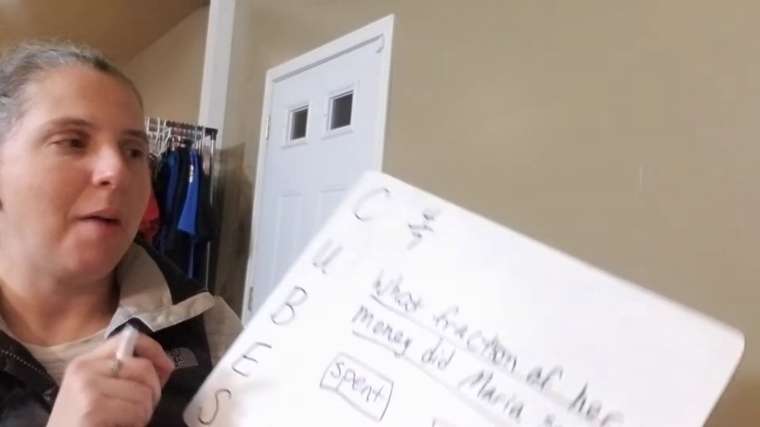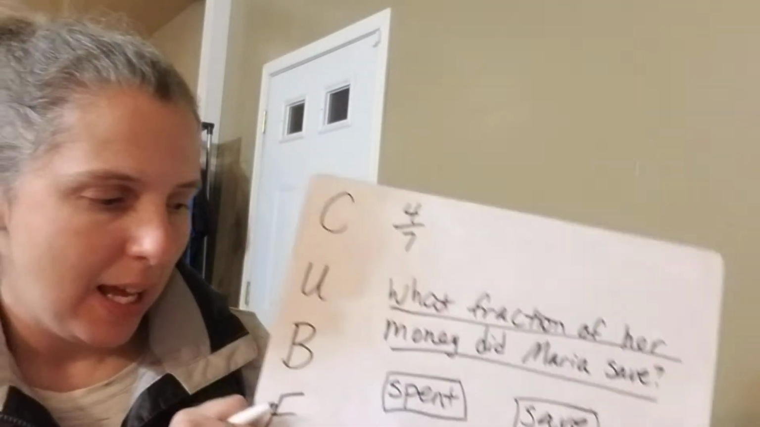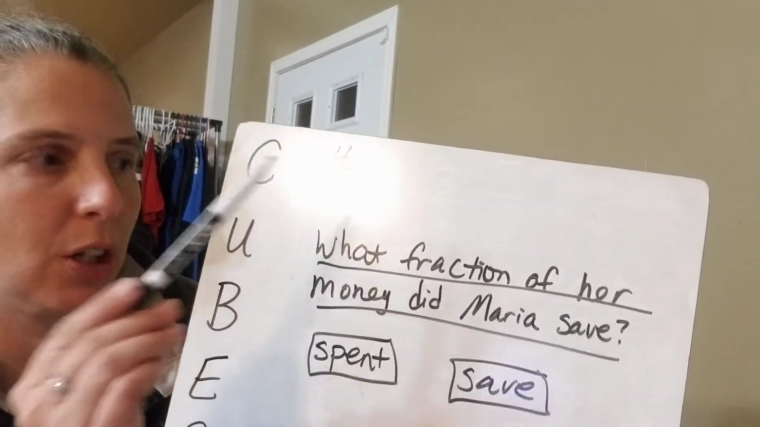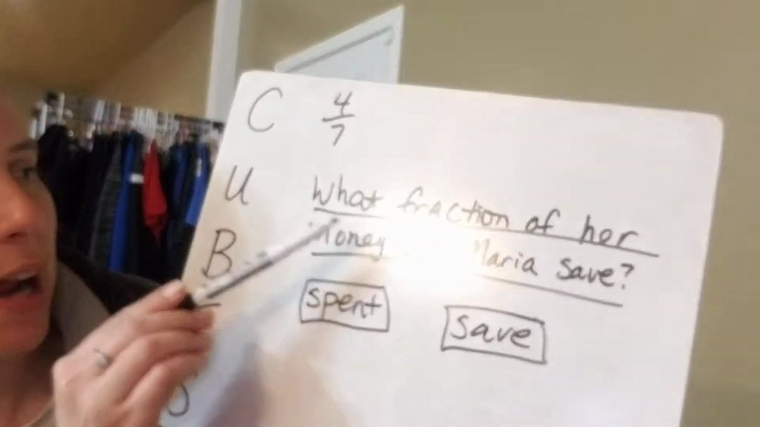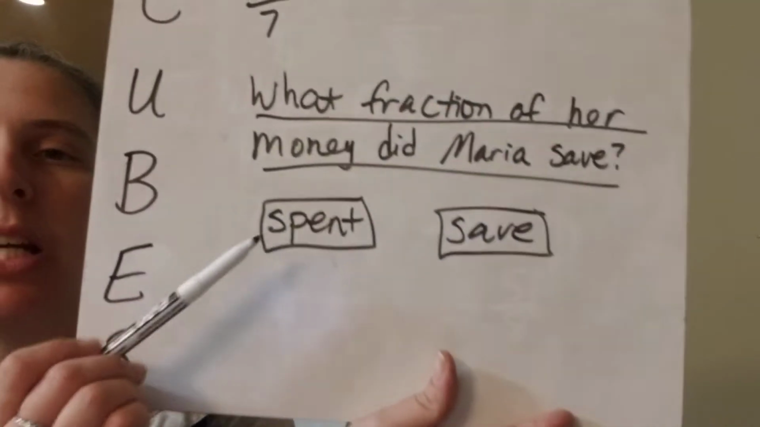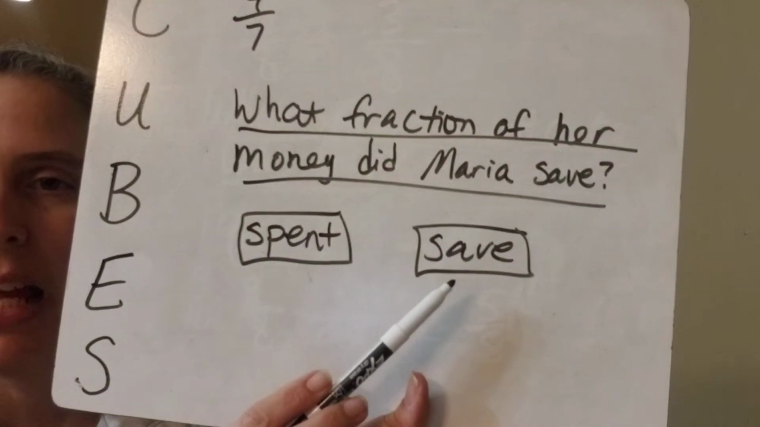All right. I'm going to show you answers up until the equation, then we'll have to add some things. It says she spent 4/7 of her money, so that was the number you should circle, and she saved the rest. Here's the question. What fraction of her money did Maria save? You should underline that. Here's some key words. She spent some money, and how much did she save?